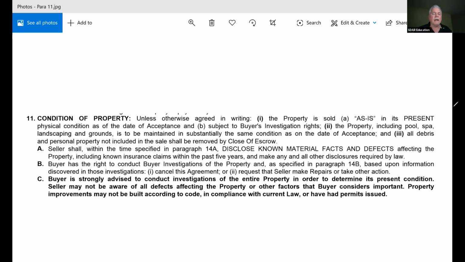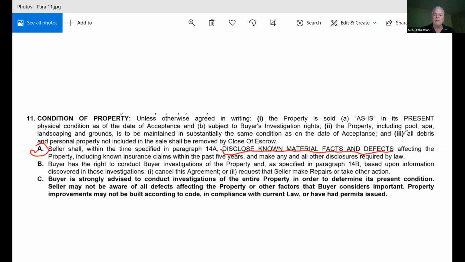No, okay. All right, so let's go into A. And we're going to talk about that request for repairs in just a second here, because that's going to be a big item. So A, I'm going to look at: seller shall within the time specified in paragraph 14A. So that's going to be next week, I think. We're going to talk about 14A. So that's time periods. So seller shall within the time period, and here it is in caps, and we know that when it's in caps, it's important, disclose material facts and defects affecting the property, okay? So that's the seller's obligation.